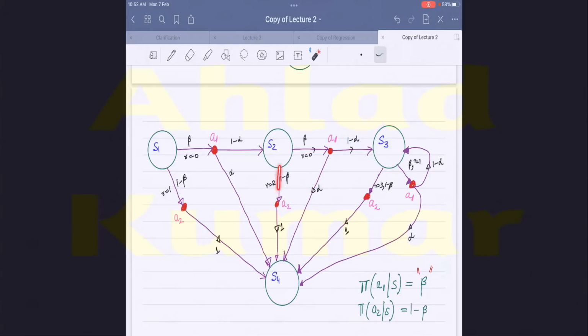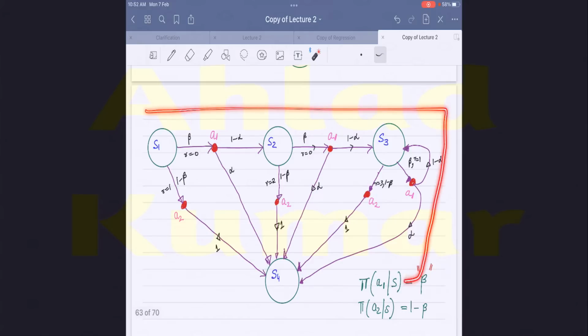Whereas if you take action A2, in that case, you will end up in state S4, and it's a deterministic transition probability, because here the value is 1, so there is no further movement from here, so the value is given as 1. Please note that this is very important: depending upon the action, your environmental dynamics, that is this transition probability, will change.